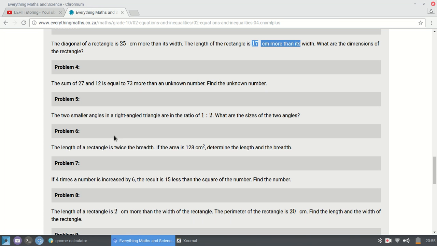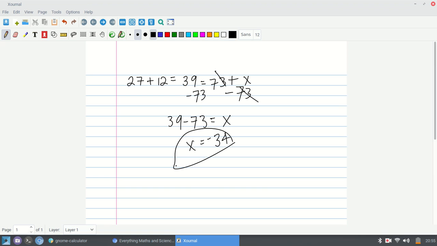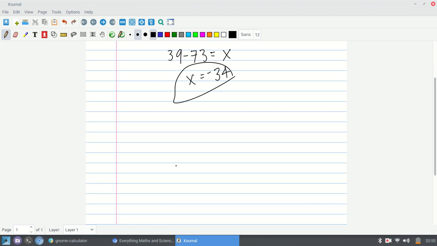Next. The two smaller angles in a right angle triangle are in the ratio of 1 to 2. That means that one of them is double the other one. What are the sizes of the two angles? Okay, now, what do all angles in a triangle add up to? They add up to 180. What does a right triangle have? One of the angles is 90, right?